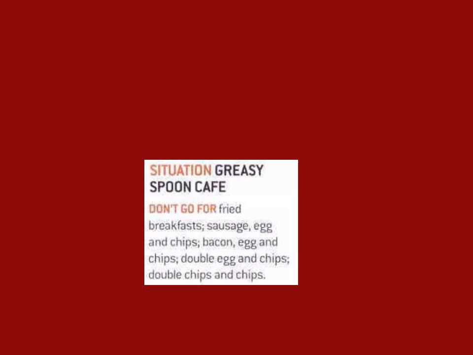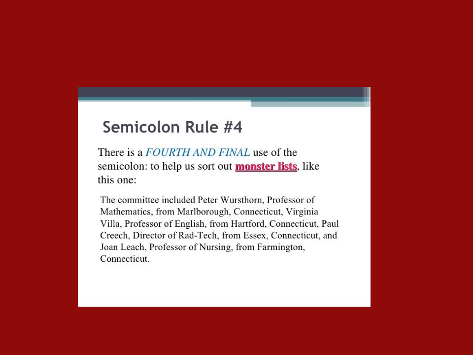Okay. So this is kind of a blurry picture, but I thought it was a good example. Situation, Greasy Spoon Cafe. Don't go for fried breakfasts: sausage, egg, and chips; bacon, egg, and chips; double egg and chips; double chips and chips. What I want you to notice is that whenever you're dividing up food, this has got commas within it. You've got commas within the list. So whenever you've got commas within the list, go ahead and use semicolons within that list.